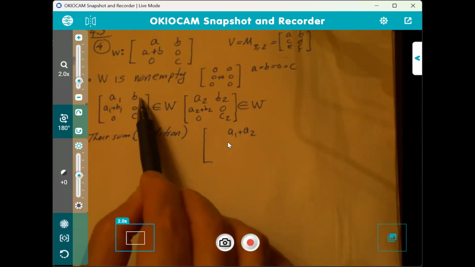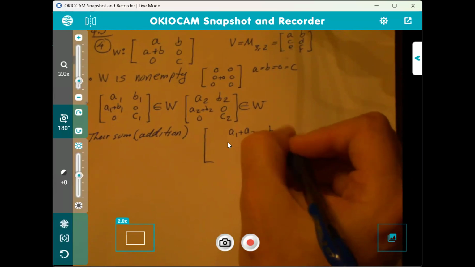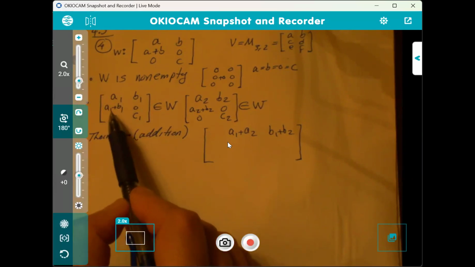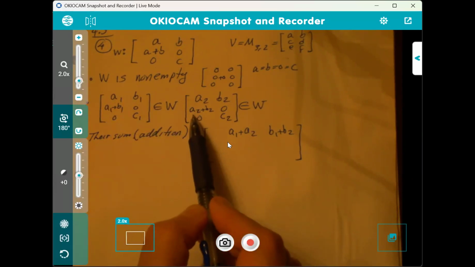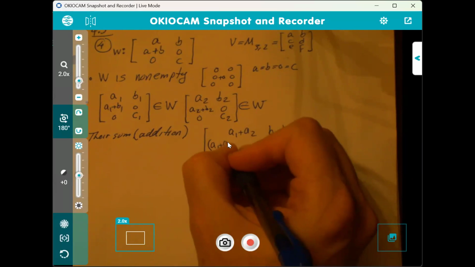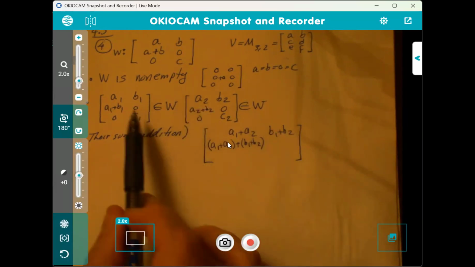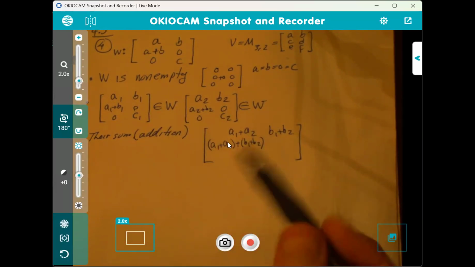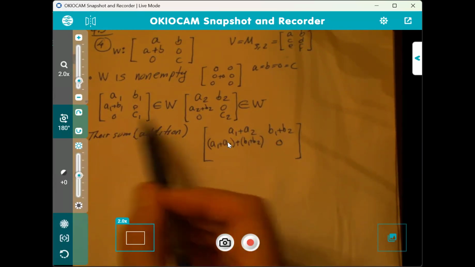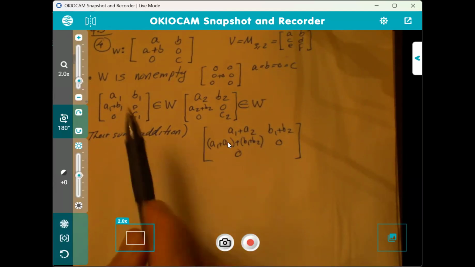First row, second column. B1 gets added with B2. So that's going to be B1 plus B2. Second row, first column. I have A1 plus B1 that adds with A2 plus B2. And when it does, I'm going to put A1 plus A2 plus B1 plus B2. And of course, second row, second column, that's 0, 0. 0 plus 0 is 0. Third row, first column, again, 0 and 0 makes 0. And third row, second column is C1 plus C2.